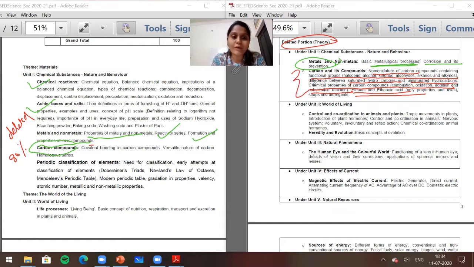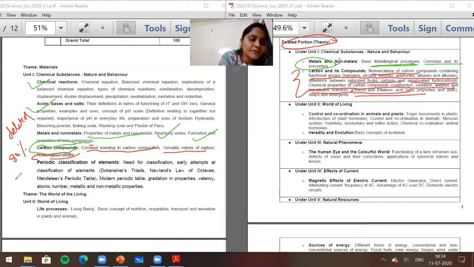Nothing is there now. Only covalent bonding: how is the covalent bonding in carbon compounds, and the versatile nature and homologous series. That's it. Nothing else remains. In carbon compounds, they have deleted almost the entire chapter.